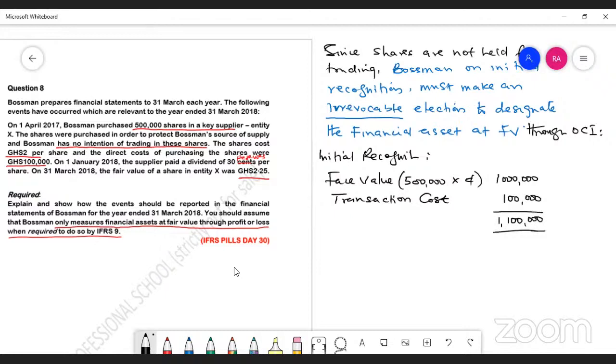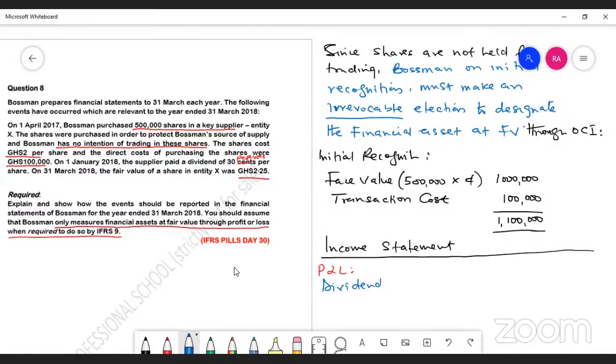Let's now look at the changes in fair value. So let's go to the income statement. We have learned that dividend should be taken to P&L. So P&L will take care of the dividend. Dividend income. They said that is 30 pesewas. So 0.3 times 500,000. That will give us 150,000.